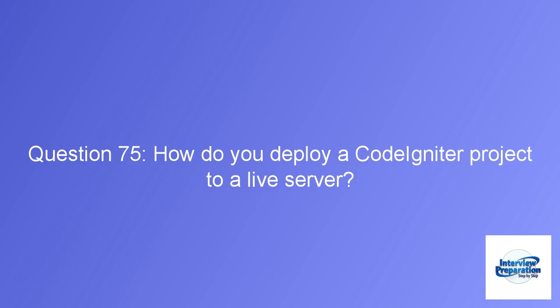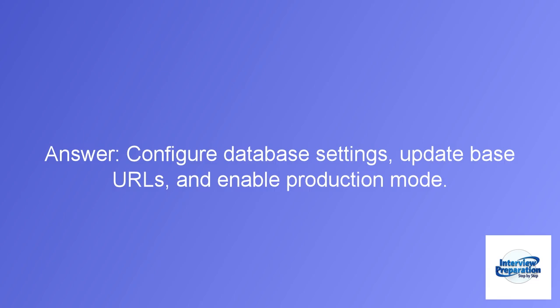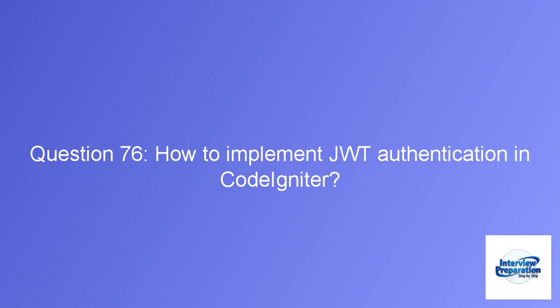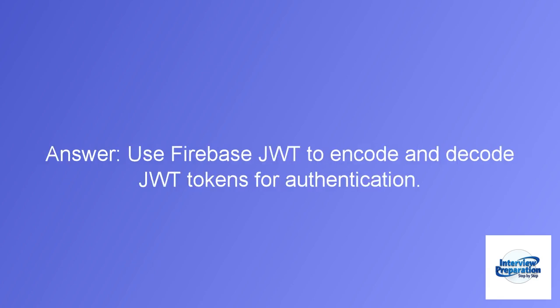Question 75. How do you deploy a CodeIgniter project to a live server? Answer. Configure database settings, update base URLs, and enable production mode. Question 76. How to implement JWT authentication in CodeIgniter? Answer. Use Firebase JWT to encode and decode JWT tokens for authentication.